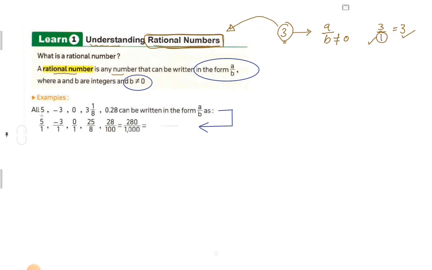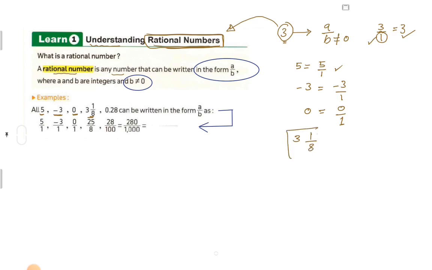like 5. 5 equals 5 over 1. It's a rational number. Negative 3. Negative 3 equals negative 3 over 1. It's a rational number. 0. Yes, also 0 can be written like 0 over 1. It's a rational number. 3 and 1 over 8.